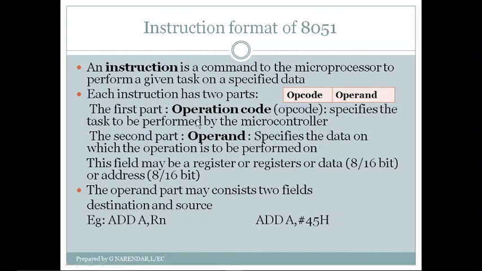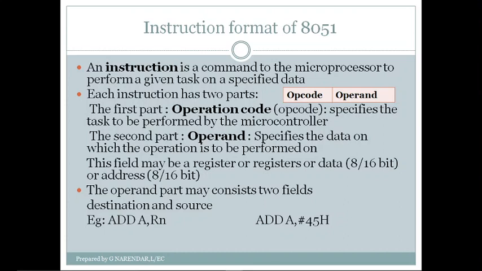So here I go again. Opcode, or operation code, specifies the task to be performed by the microcontroller, and the operand specifies the data on which the operation is to be performed. So the instruction overall tells the microcontroller what the task to be performed is and on which data. The task is specified by the first part of the instruction, the opcode, and the data on which the operation is to be performed is specified by the second part, the operand.